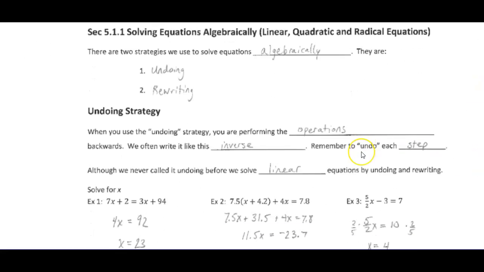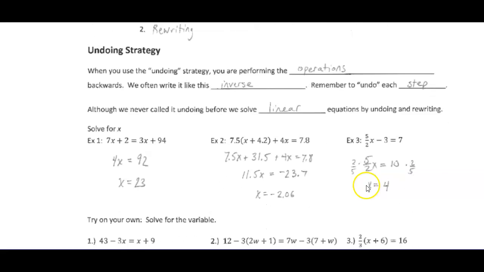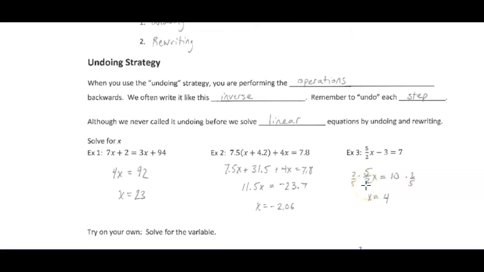So first with undoing. The undoing strategy is when we're performing operations backwards. So adding becomes subtraction, multiplication becomes division, and so forth. So we write it like this, inverse. Remember to undo each step. Although we never called it undoing before, we solved linear equations by undoing and rewriting. So all of these equations that you see here, you're used to having done opposite operations to solve them, but let's talk through each one.